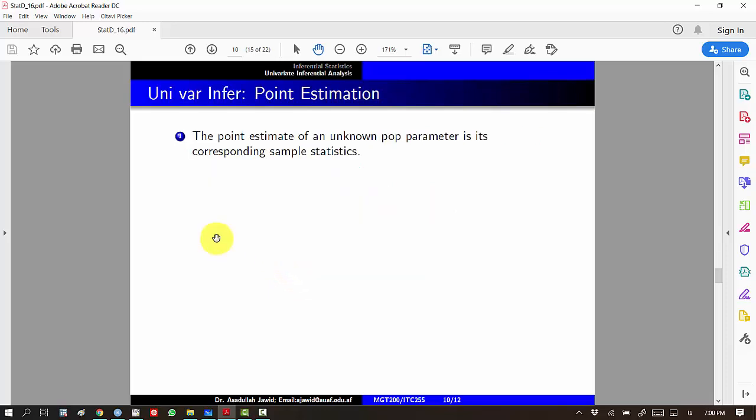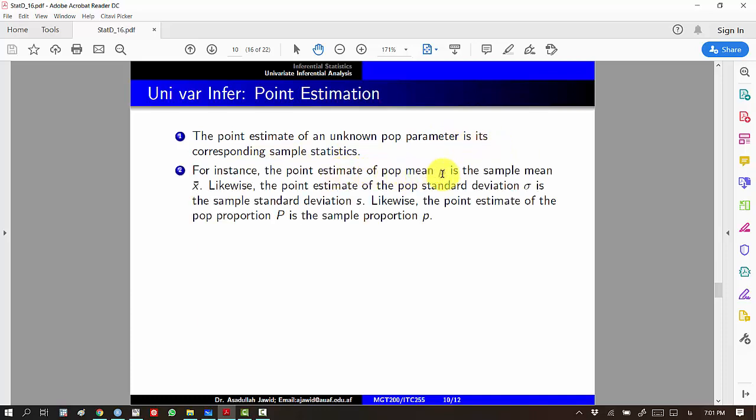Today, we cover the first univariate inferential analysis technique, namely point estimation. The point estimate of an unknown population parameter is its corresponding sample statistic. The point estimate of the population mean mu is the sample mean x bar. Likewise, the point estimate of the population standard deviation sigma is the sample standard deviation s. In the same way, the point estimate of the population proportion p is the sample proportion p-hat. The more representative the sample is, the closer the point estimates are to the corresponding population parameter.